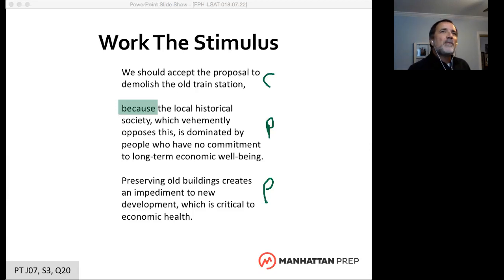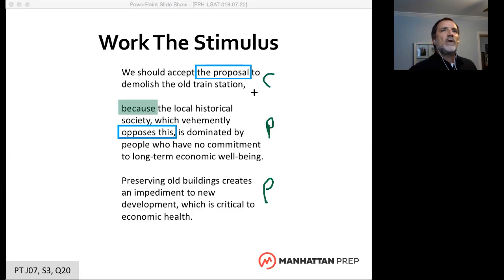So yeah, the premise is not related to the conclusion. So you're correct. I mean, well, I don't know. I would say they are related. That sounds kind of strong to me, right? There is a relationship here, because we should accept the proposal to demolish the old train station. Well, what is it that the local historical society is opposing? I think they're opposing the proposal. So there is a relationship. But what's wrong with the relationship?